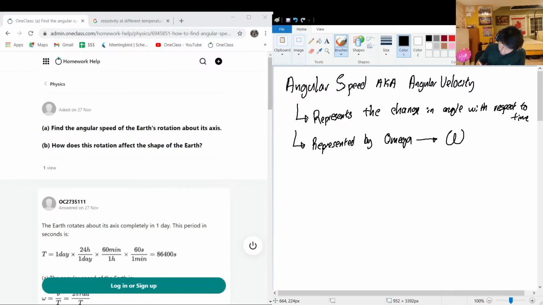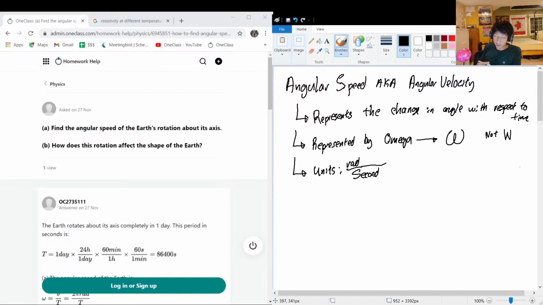lowercase omega, which I know looks like a W. Do not, under any circumstance, call this a W. You will get in trouble, because we do use W for other things like work. W's are more straight and liney. Omega is more curvy. Its units are radians per second.